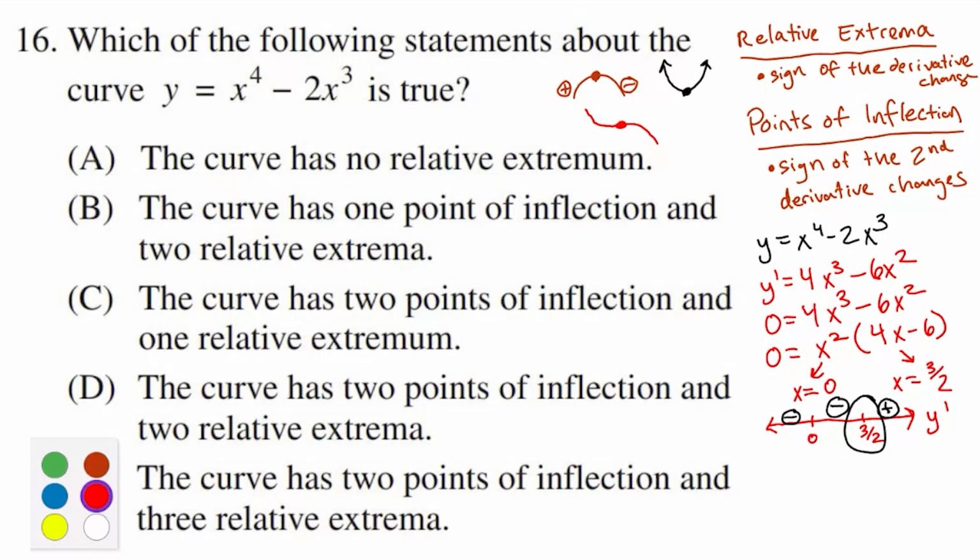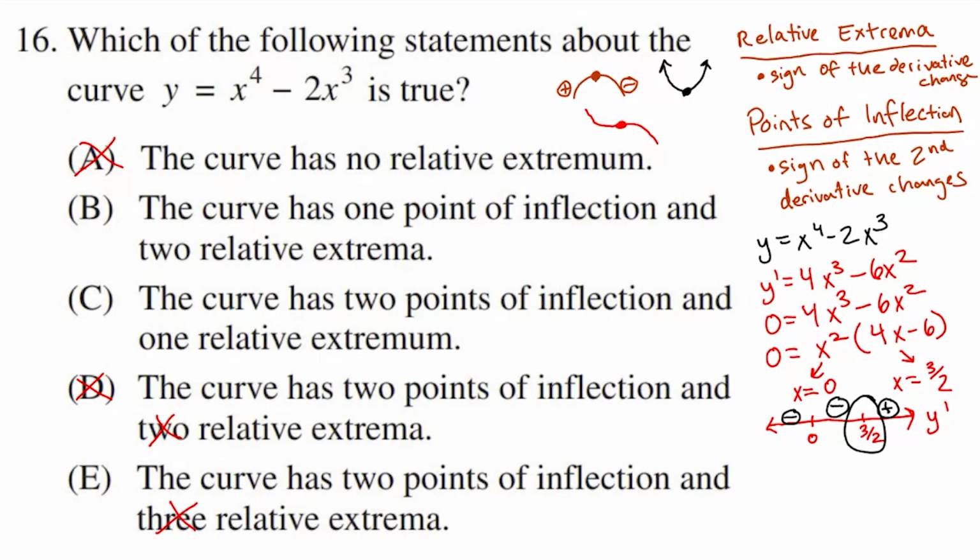So we can eliminate some of these answer choices. A says there is no relative extremum. That's not right. D says there are two relative extremas, so it's not going to be D. And E has 3 relative extremas. That's not going to be the case also. So it's really just between B and C. And so we need to determine whether there is 1 point of inflection or 2.